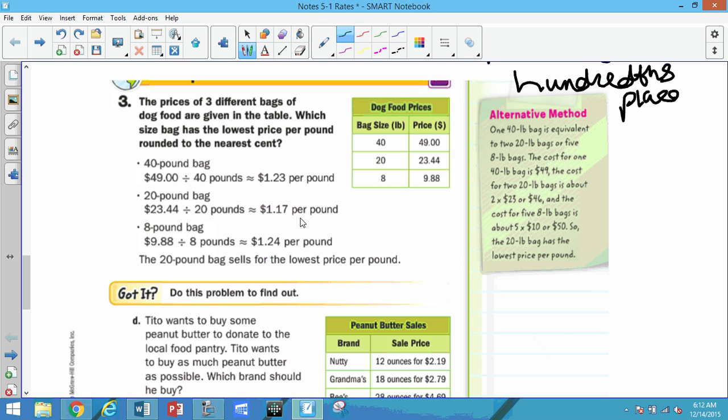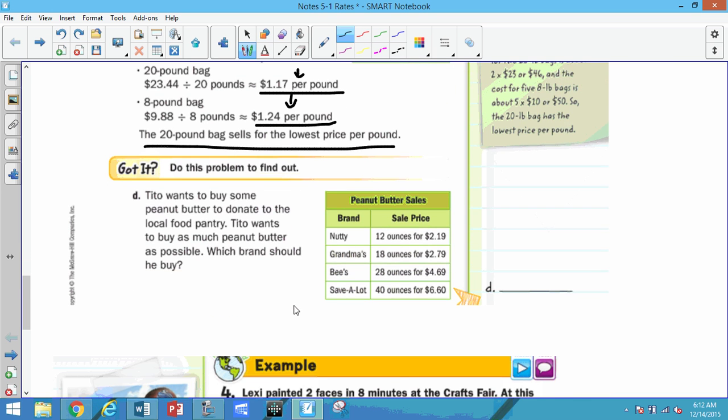Now you're going to round these to the nearest cent again. So they took $49 over 40 pounds. That gave you $1.23 per pound. Now notice we're writing these a little bit differently. These are becoming a unit rate where we're using that word per. All right? So you're comparing them. And then when you're talking about price, whatever one has your lowest price, but notice we're going to the nearest cent, whatever one has your lowest price is your answer. So the 20-pound bag sells for the lowest price per pound.